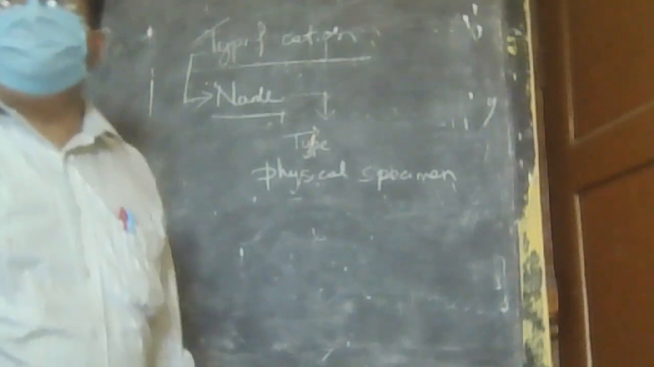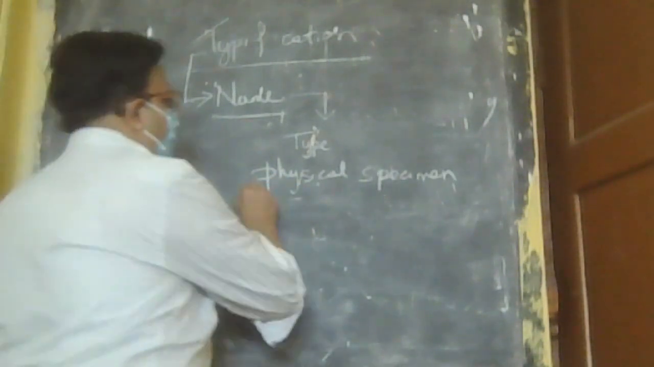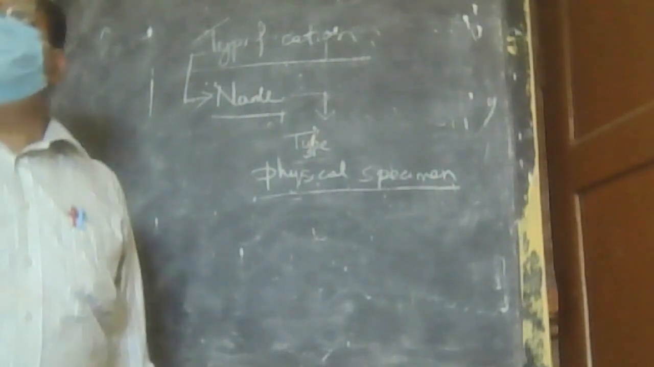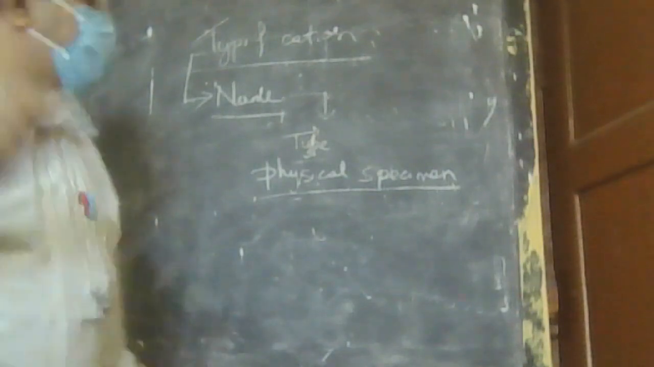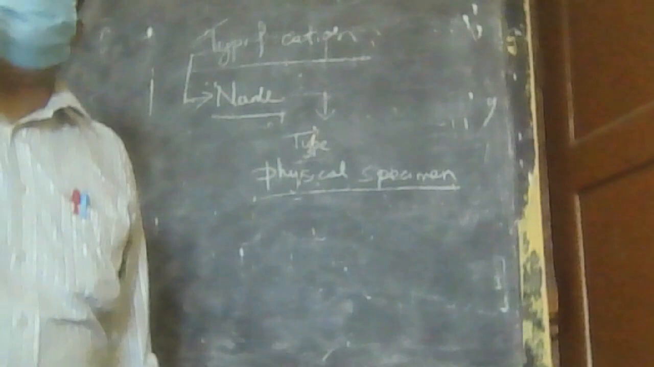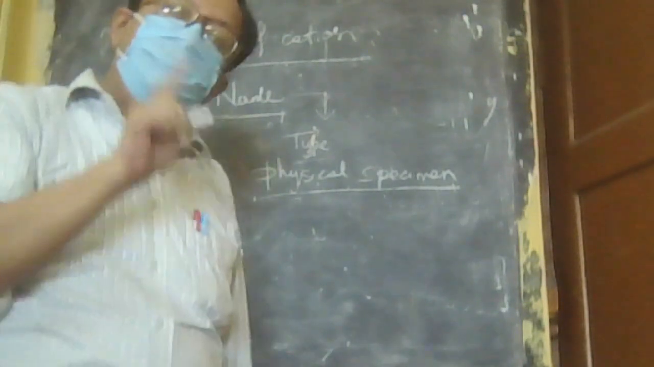So, type, physical specimen. This is the physical specimen. That say, for example, the author, he saw 13 types of the same species of butterfly.